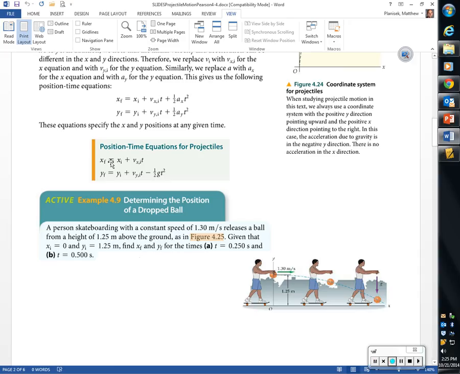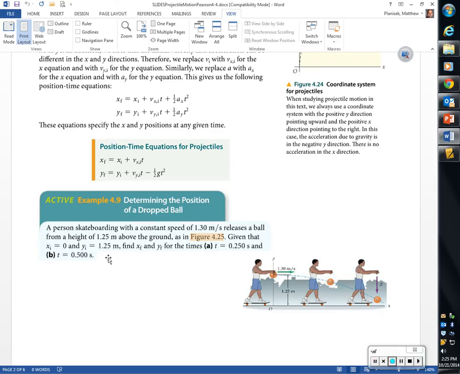Like the heading on this little section says, these equations show us the position of an object in the horizontal direction and the vertical direction as time passes as this object moves in 2 dimensions. Okay? Good there. All right.